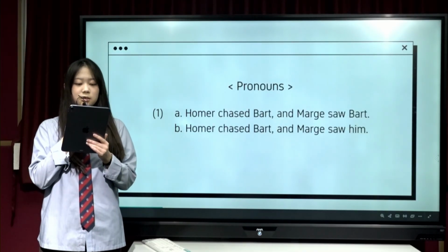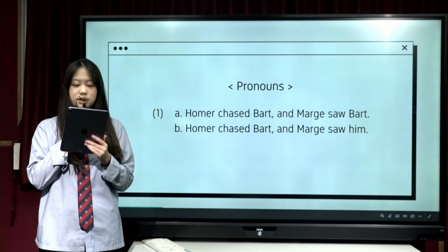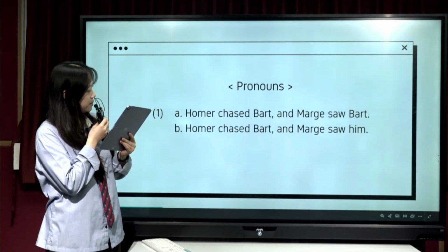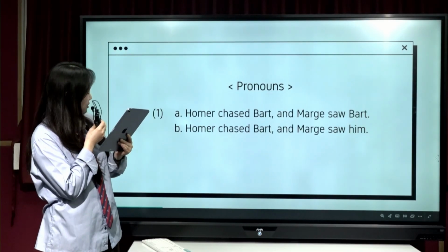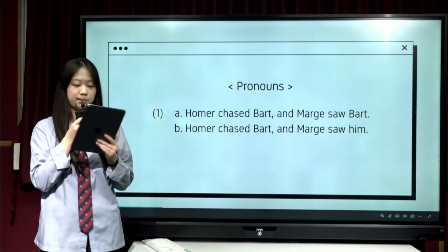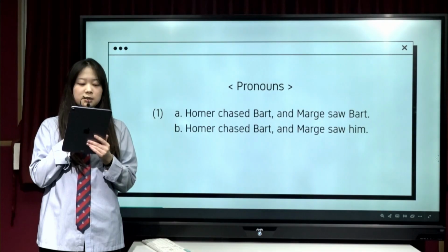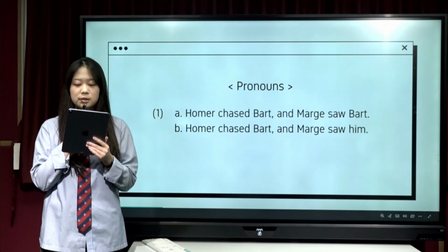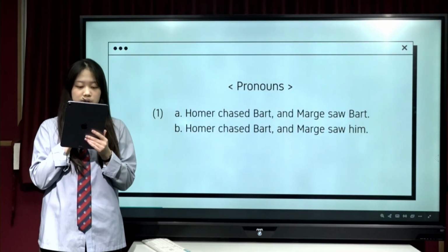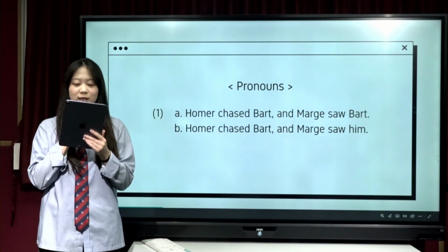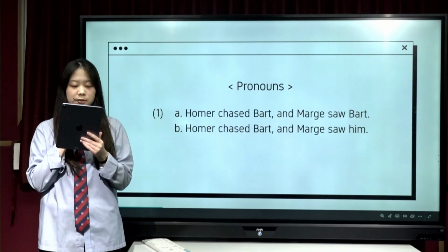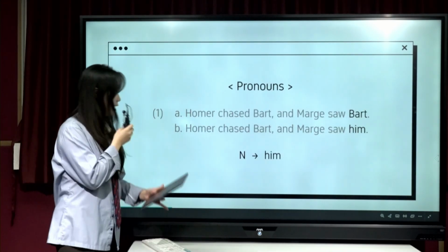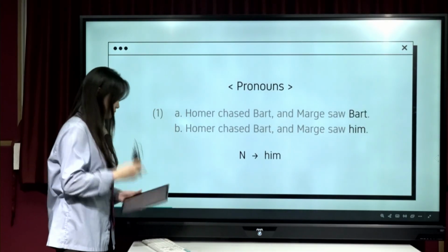The first case is with pronouns. Here are two example sentences. A. Homer chased Bart and Marge saw Bart, and B is Homer chased Bart and Marge saw him. In these sentences, Bart in sentence A is replaced by him in sentence B, but both sentences have the same meaning. To introduce him as a sentence element, we can say that him belongs to the same category as Bart. Therefore, we can add a rule like N arrow him.